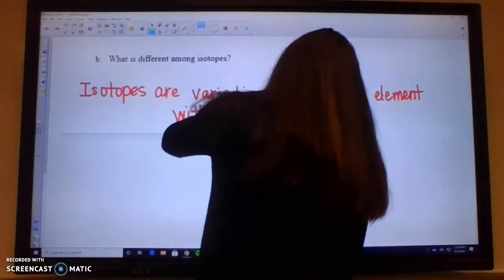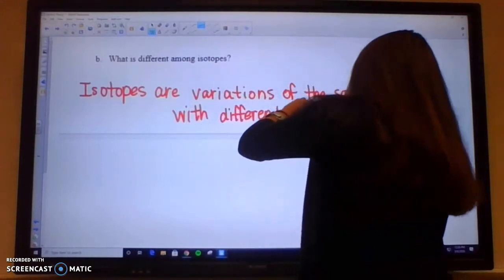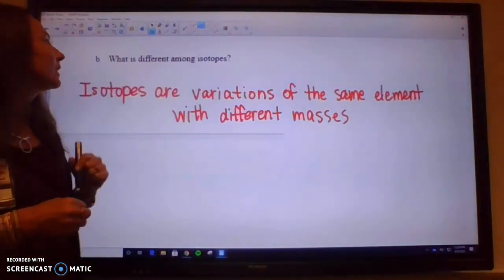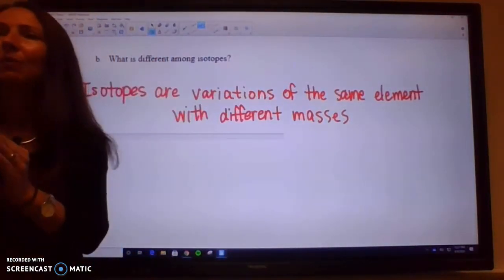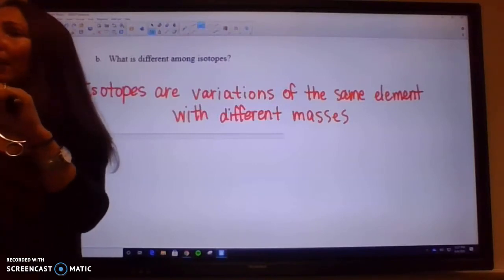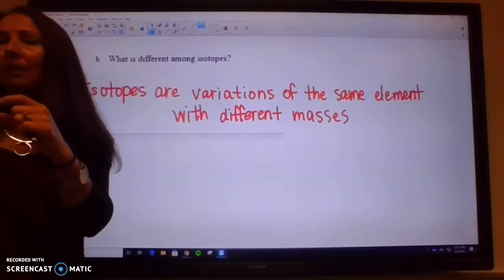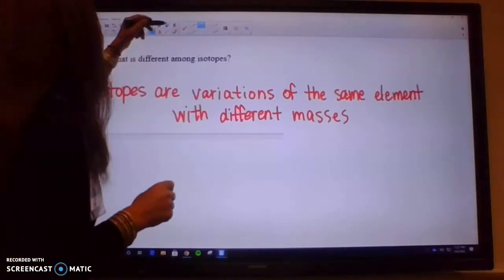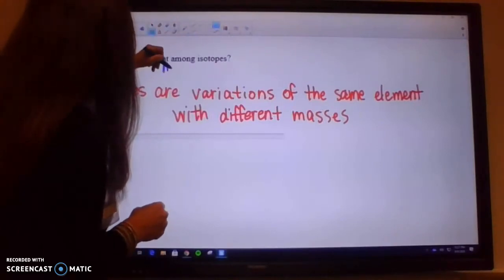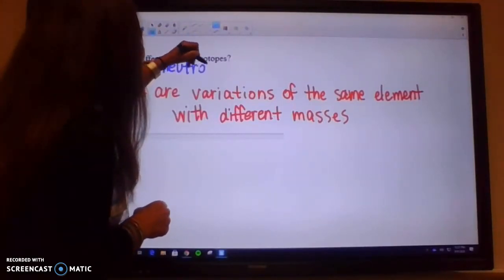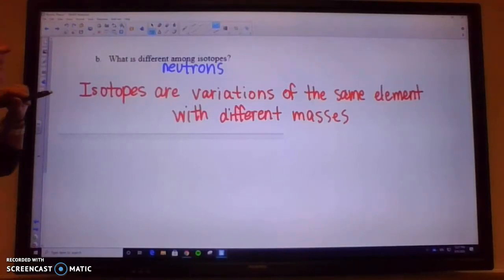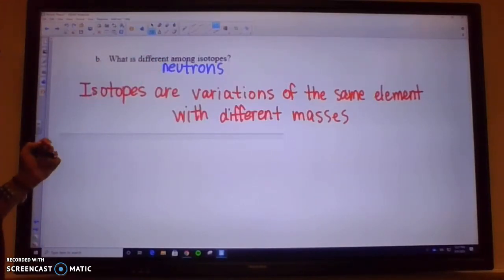Different masses. And you are super close about something that starts with an N that's different. So if I were to ask you specifically what particle would be different among isotopes, then it's something that starts with an N, which is neutrons. Okay, so neutrons are different, and that's letter B. This was like number 3 or something like that. The screenshot just didn't take. What's different among them are neutrons.